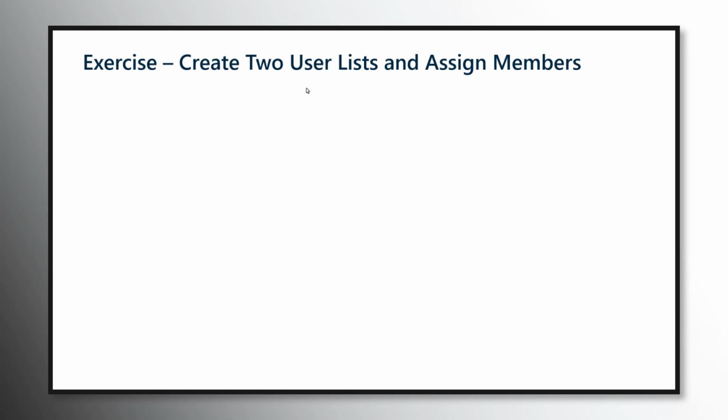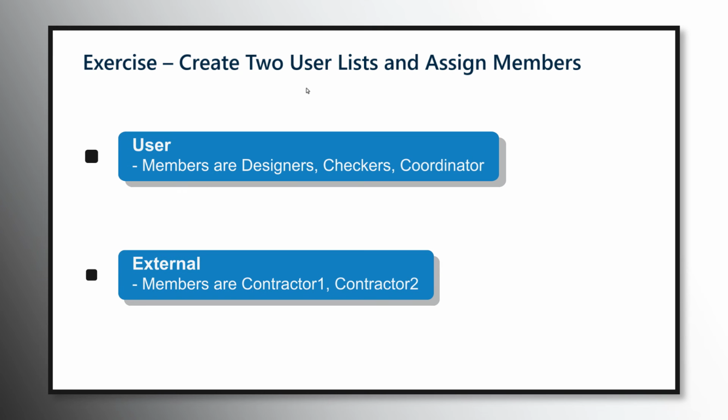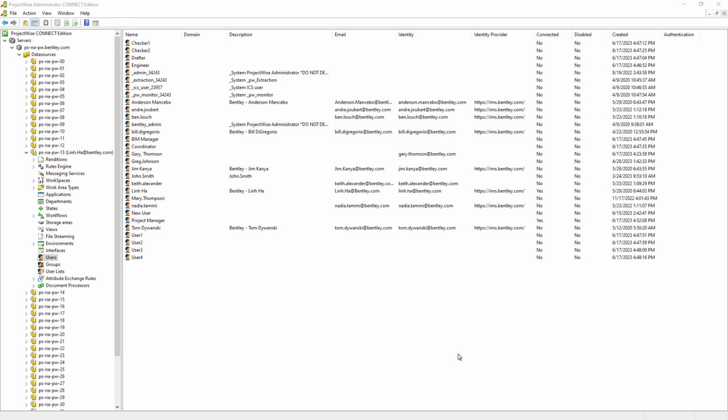The final exercise for this lesson, we will need to create 2 user lists, and they are users and external. We will also need to assign the relevant members to these 2 user lists, which is listed on this slide. Here is the tip of the day, and hopefully you will find it useful.